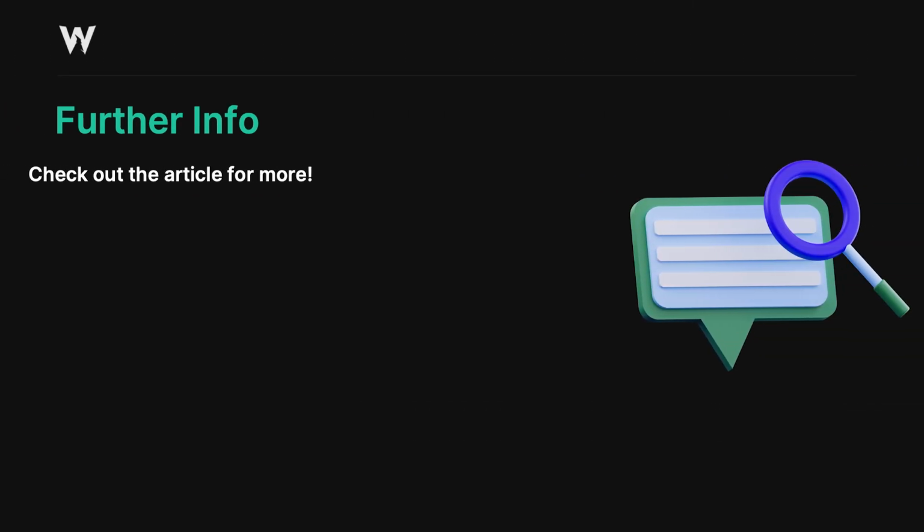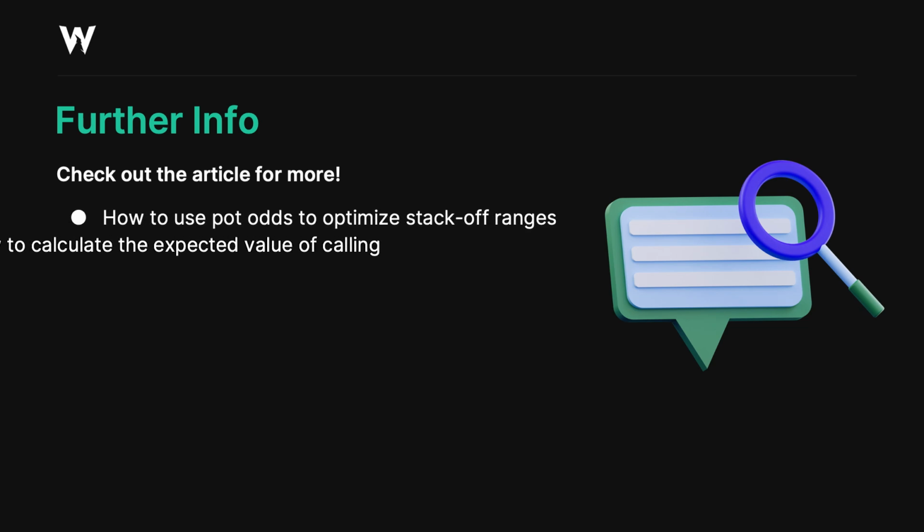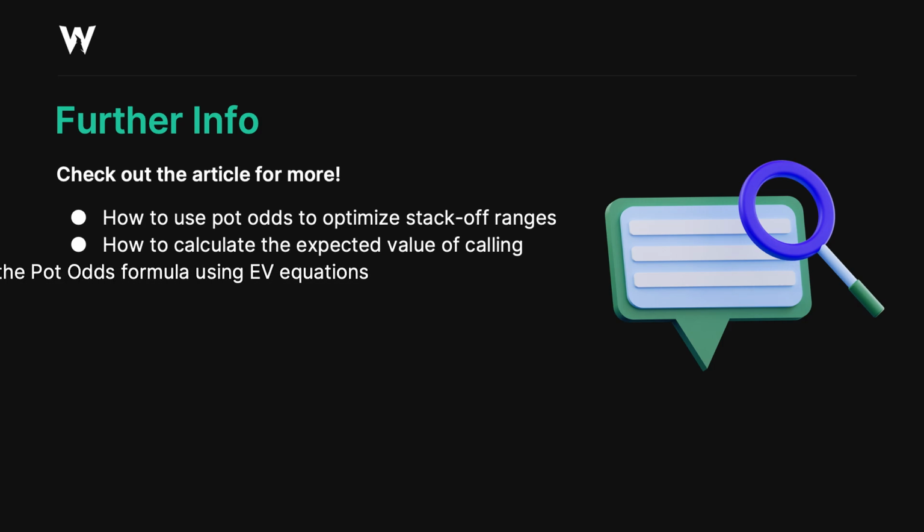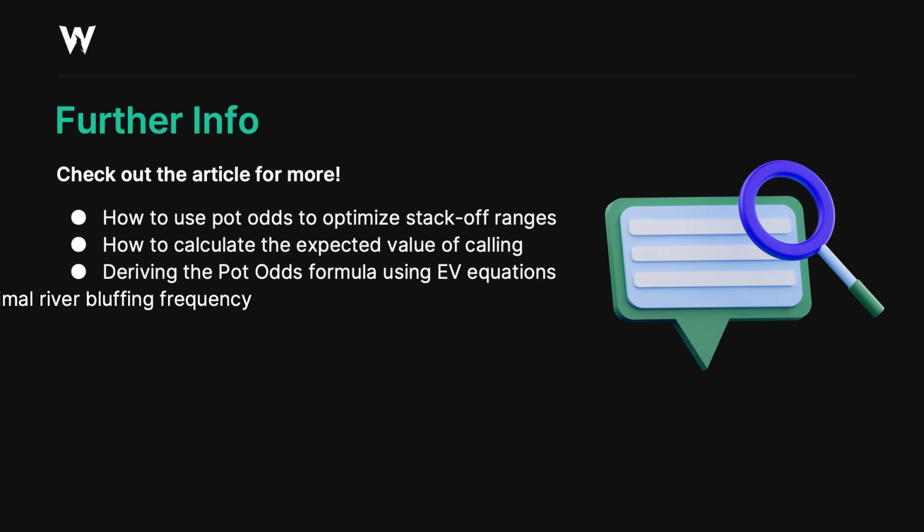For further info, check out the articles I've linked below. If you want to learn how to use pot odds to optimize stack-off ranges, how to calculate the EV of calling, or how to derive the pot odds formula using expected value, or even determine optimal river bluffing frequencies, all of that can be done with pot odds. It's a really useful equation despite its limitations. So check out that article if you'd like to learn more.